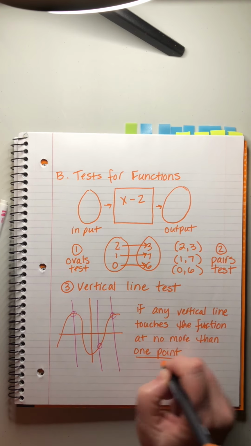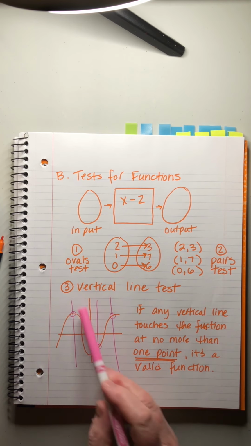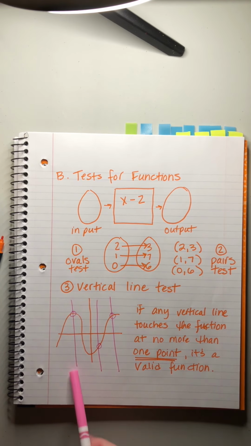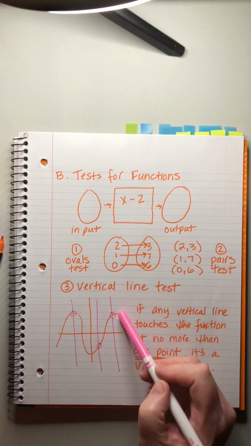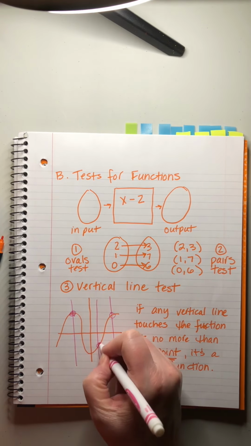It's hard to say this concisely. Once I explain it, I think it'll make sense to you. Okay, so we drew our function and then we drew some random vertical lines. What we do is we look to see how many times each individual line crosses that function. If it touches the function or crosses the function at no more than 1 point, then this is a valid function. Okay? So there we can see each line is only touching once, right?